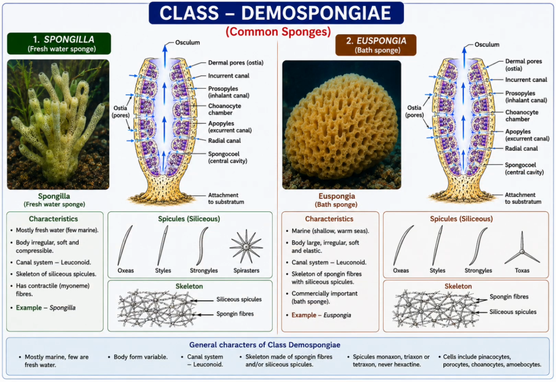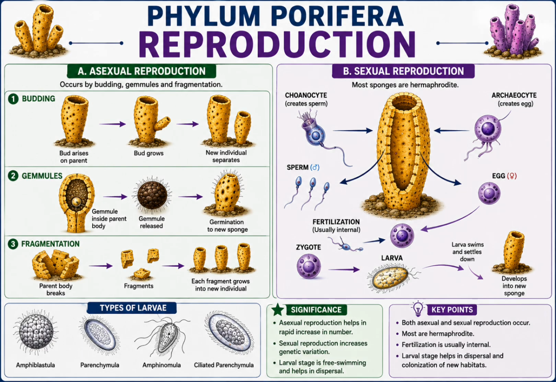Then the third class is Demospongiae. It is the largest class of Porifera. They are mostly marine, but some are freshwater members. Siliceous spicules, spongin or both may occur, and they generally show leuconoid type of canal system, and examples are Spongilla and Euspongia.